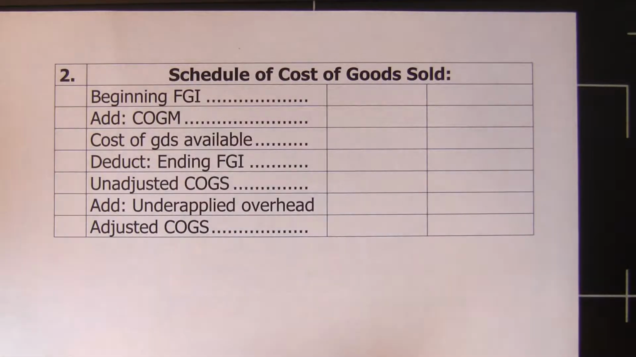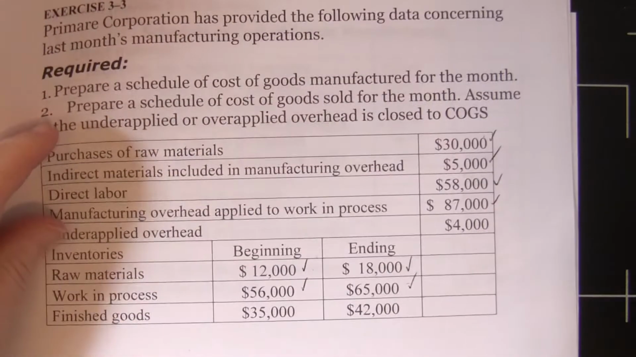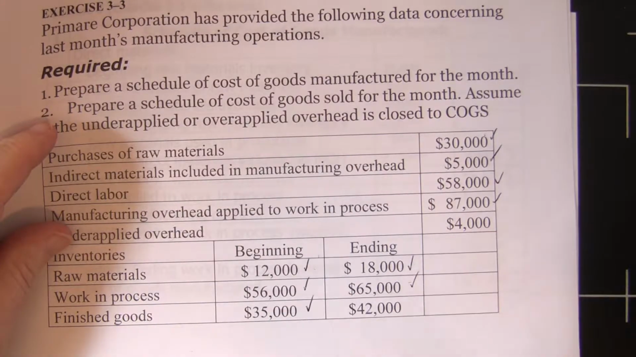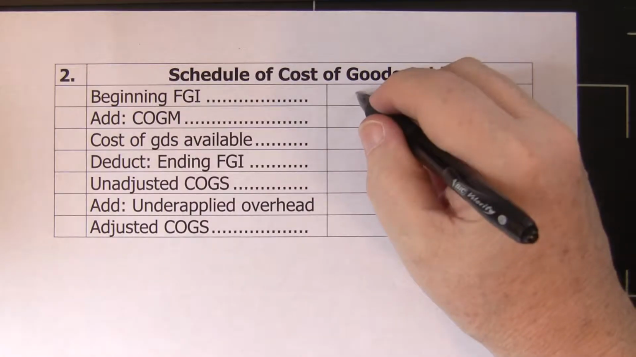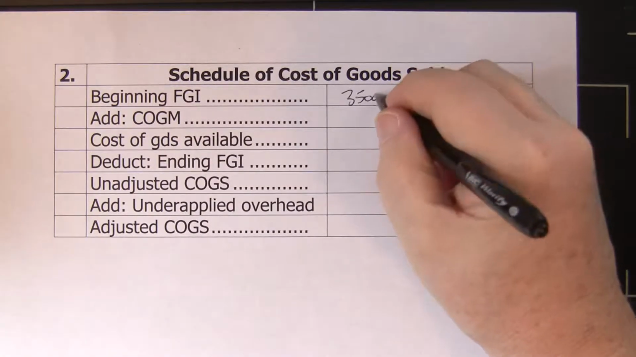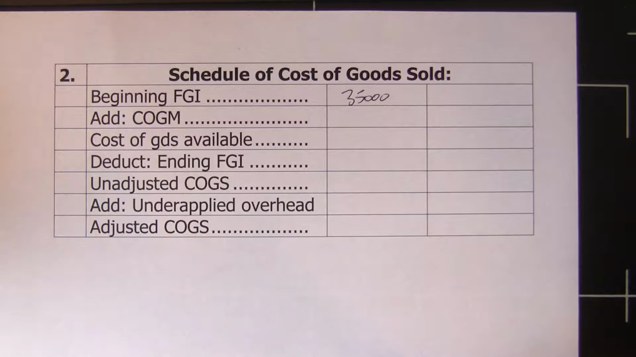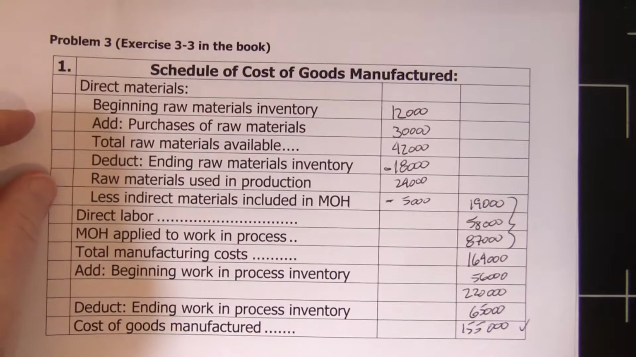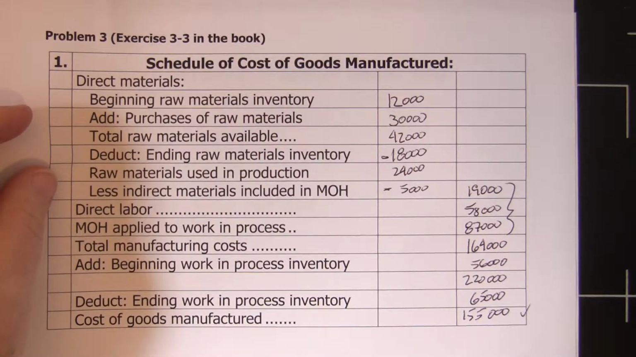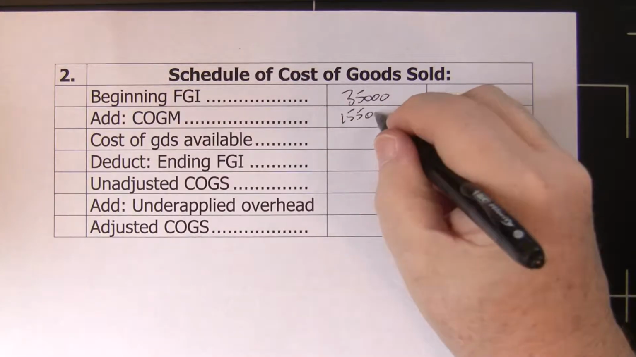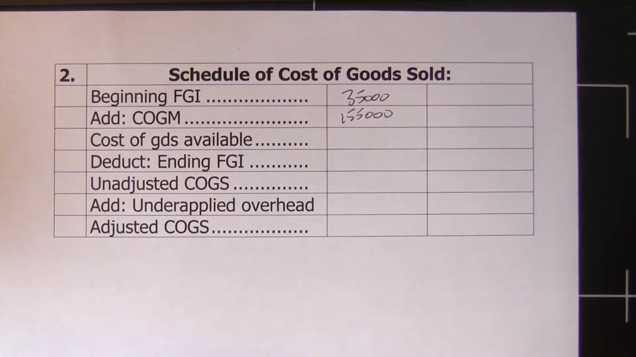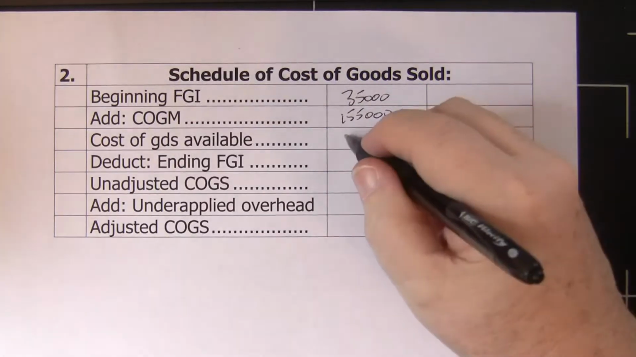So, our beginning finished goods inventory, because that's what we added to, is $35,000. Our cost of goods manufactured, that's the number we just figured out, $155,000. So the cost of goods available was $190,000.